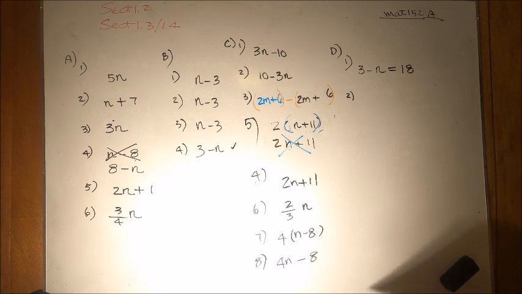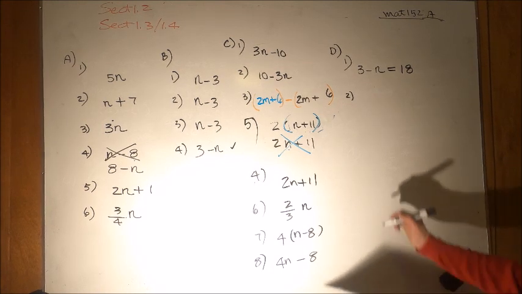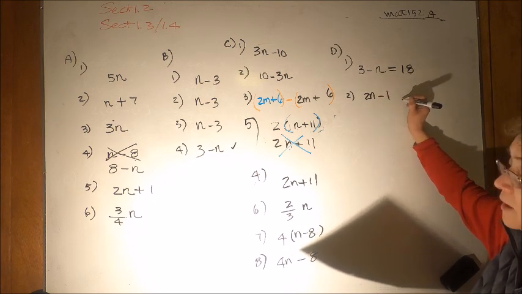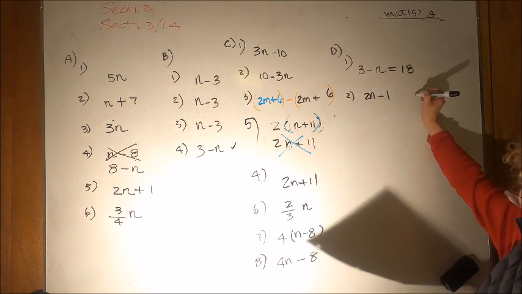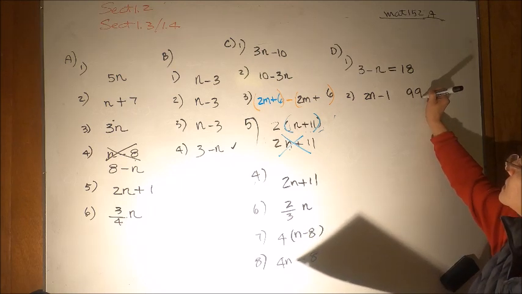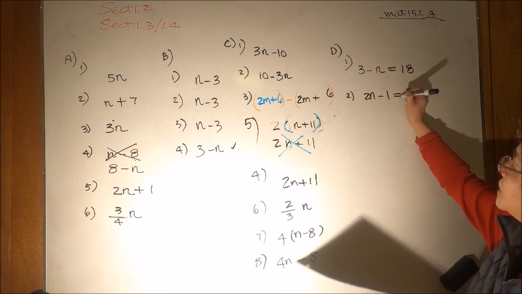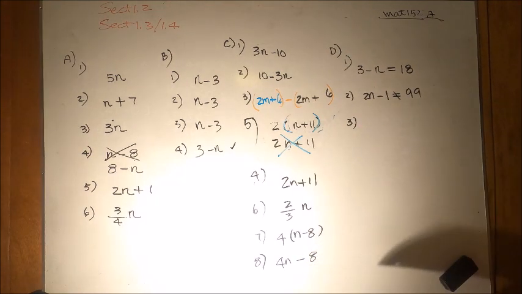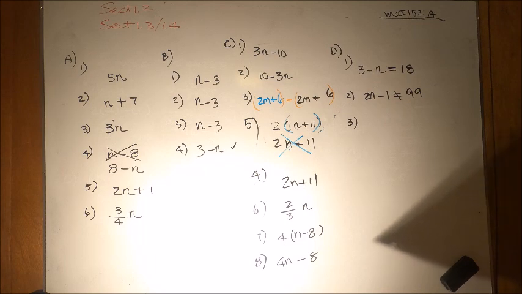Next one. Triple a number decreased by 1 is not equal to 99. Triple a number decreased by 1, so triple a number minus 1. Not equal to 99. Which symbol do we use for not equal? We use this symbol. Not equal. This way. Next one.